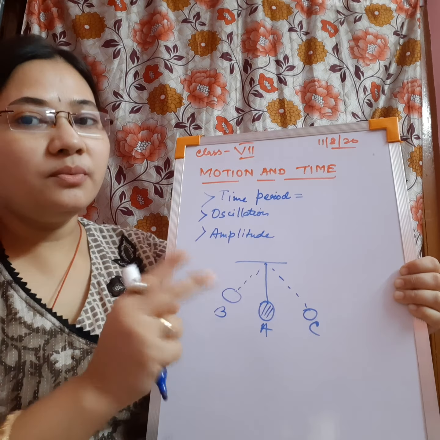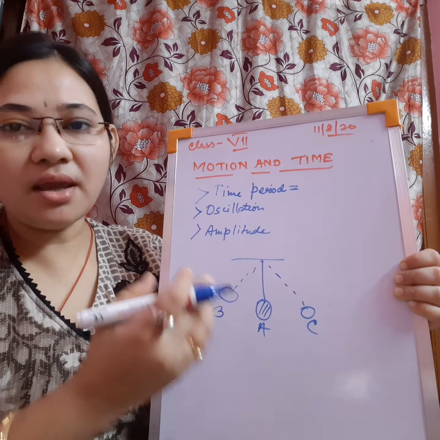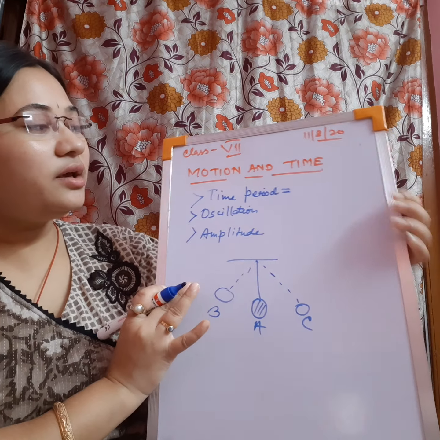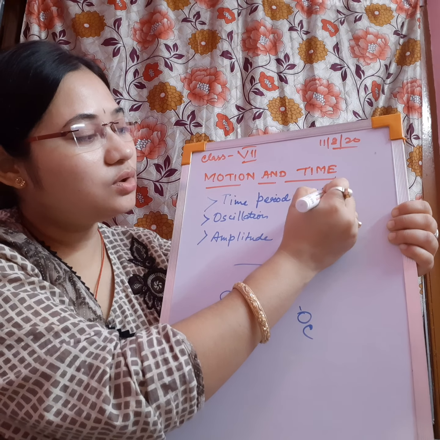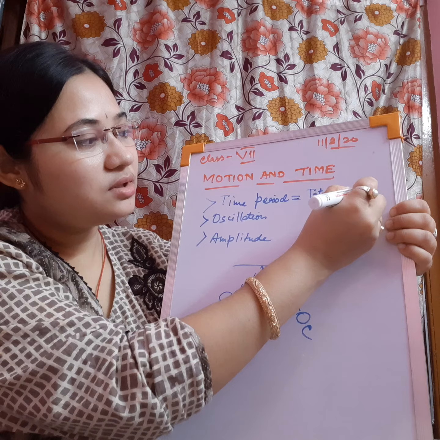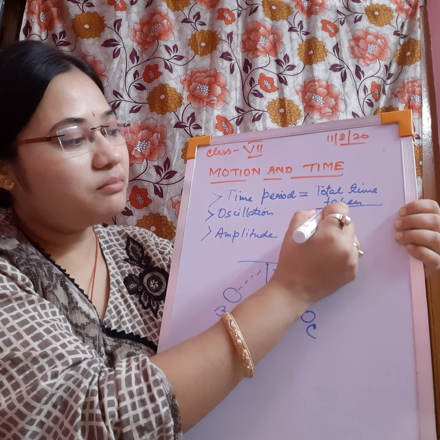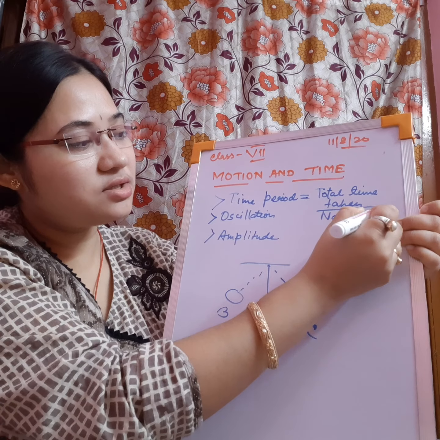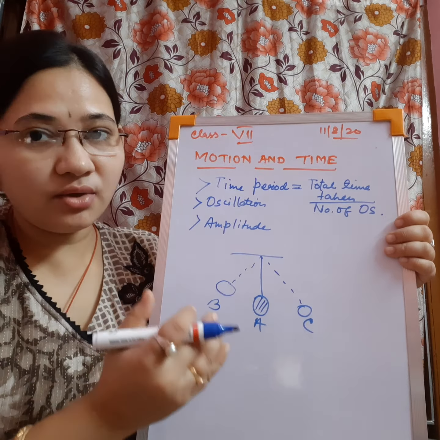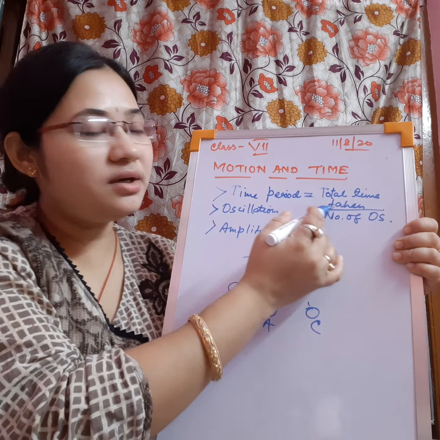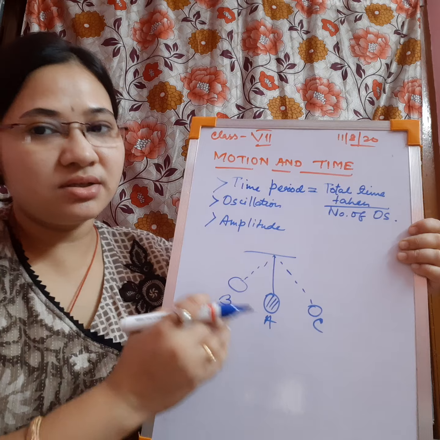Okay, so time period is equal to, how can we get time period? By the help of a formula. Here we can also write that time period is equal to total time taken by number of oscillations. Okay, so this is the equation for how to calculate the time period. So time period is equal to the total time taken by the number of oscillations.